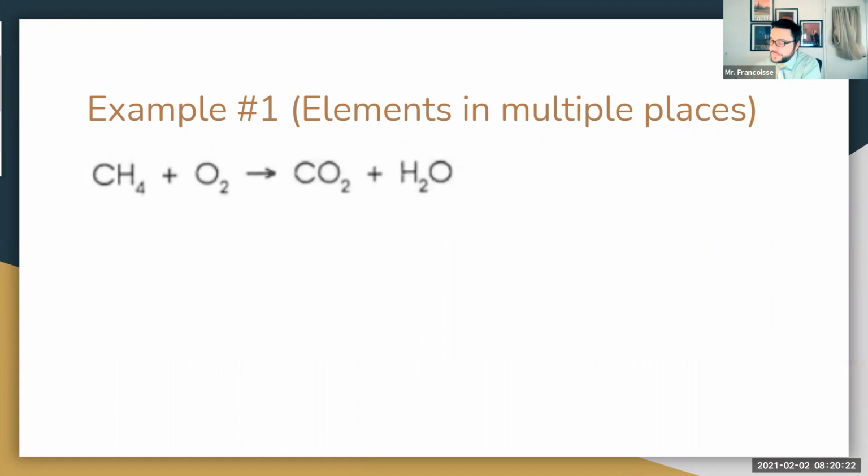So one of the things with these problems is it's not always obvious which ones are difficult, which ones are easy. One thing to look out for, though, is if you have the same element in 2 different places. So we have oxygen here and we have oxygen here. Those are a little bit tougher than the other problems. So we're going to learn a trick today to help us solve these problems. And typically these combustion reactions are a little bit more difficult.